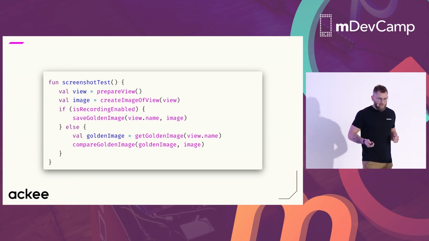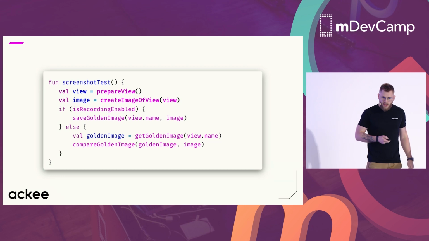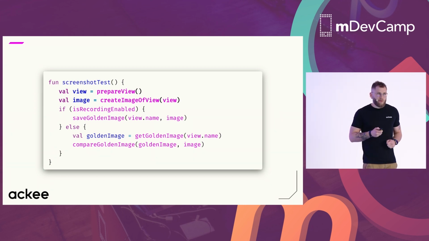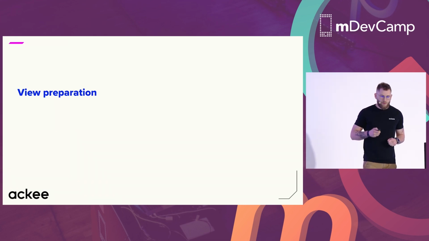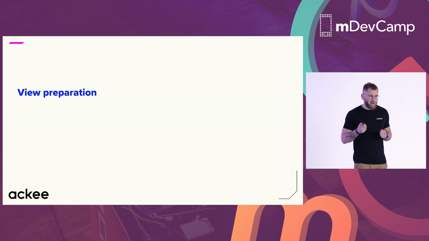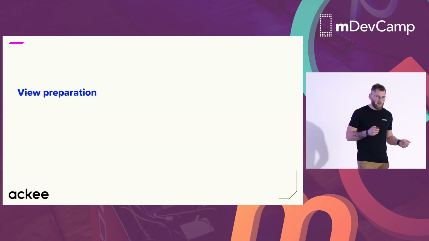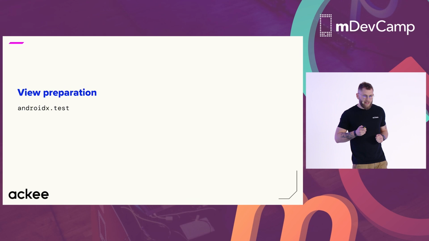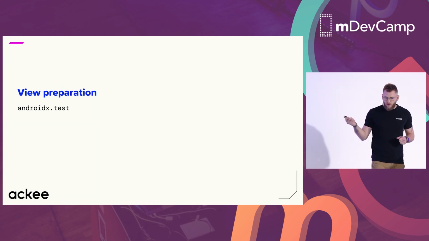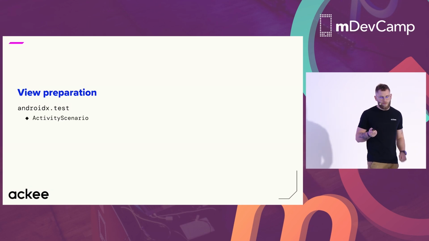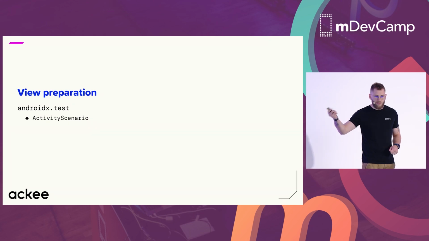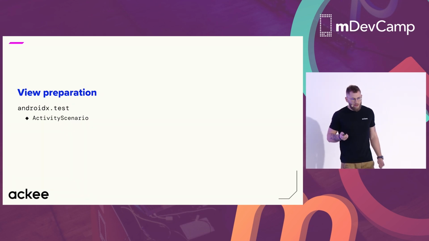So let's take a look at the first two parts of this, and it's the preparation of the view and creating the image. Over the years, Google has provided us with a lot of ways how to properly do UI testing, and they also provided us with a lot of packages and dependencies for it. For example, we can use the AndroidX test package, where there is the ActivityScenario from which we can launch some activities and we can set our XML layouts on it.